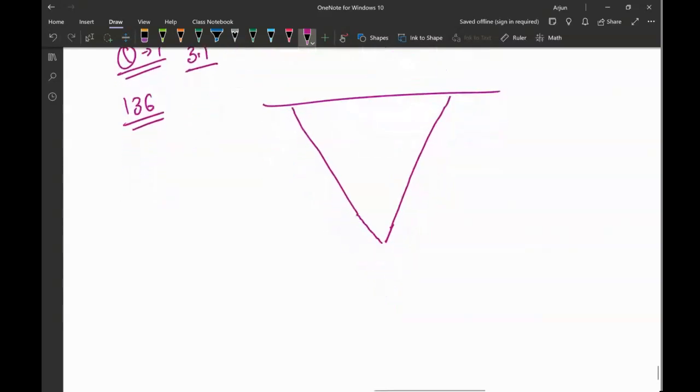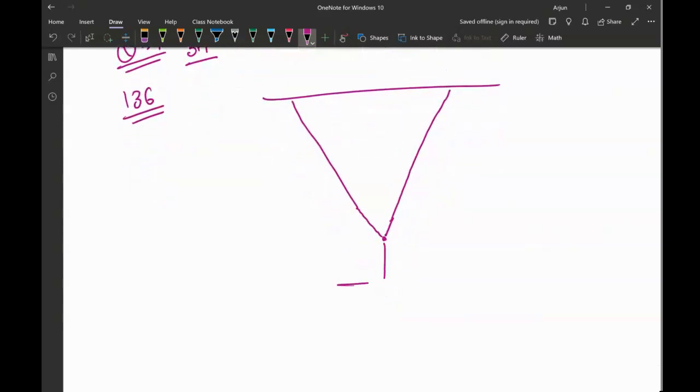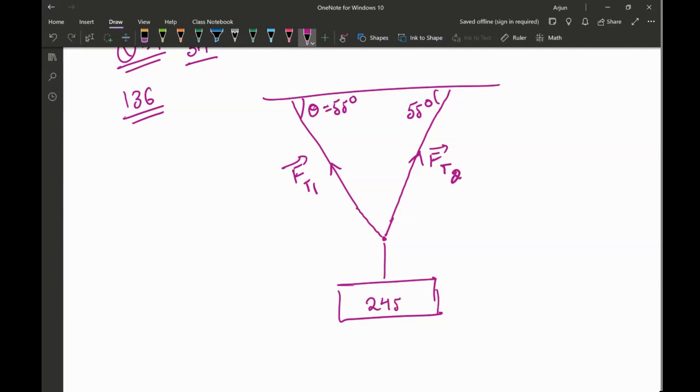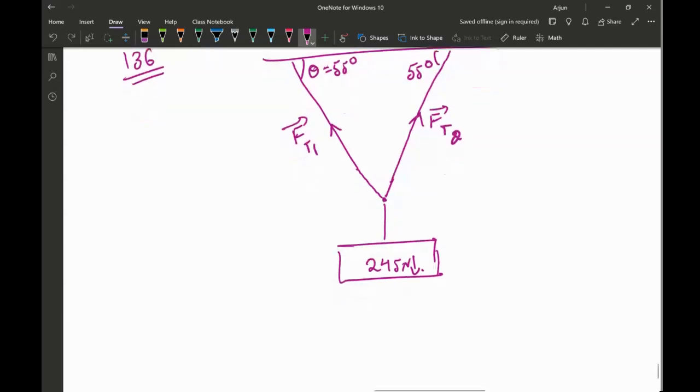So there is again a welcome sign which is hanging from here, but now the arrangement is a little different. This angle given to me is theta equal to 55 degrees. This angle again given to me is 55 degrees. So these two angles are given to me, and I wanted to find out ft1 and ft2 values. Now, how I'm going to solve this? Again, this is 245 newtons in the downward direction.